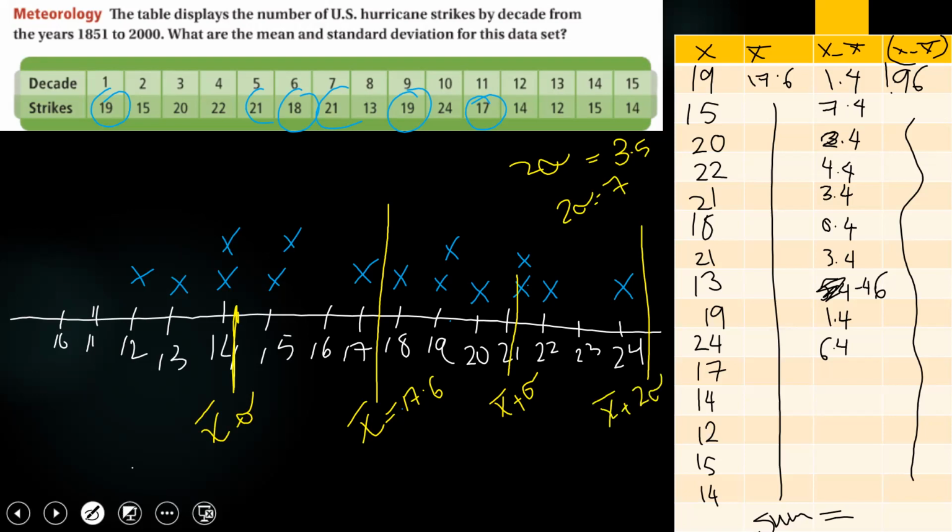Teacher, why do you make it 2 sigma? This is the rule in statistics. You have to find mu plus sigma, mu plus 2 sigma, mu plus 3 sigma, and mu minus sigma, mu minus 2 sigma, mu minus 3 sigma. You have to find the 3 sigma above and 3 sigma below. Then here you have x minus sigma. Then x minus 2 sigma, that means 17.6 minus 7, which is 10.6, approximately here.